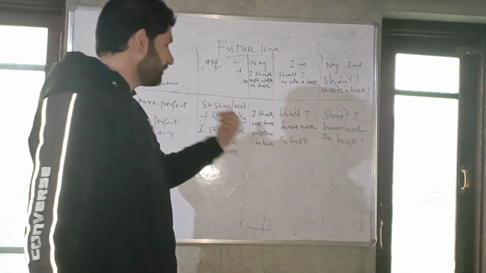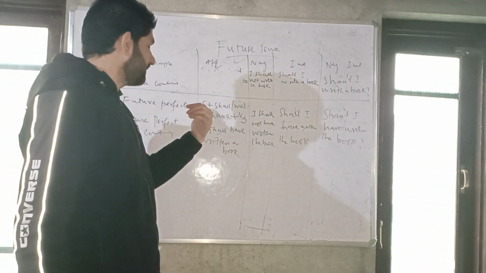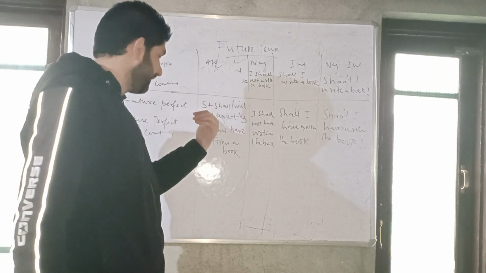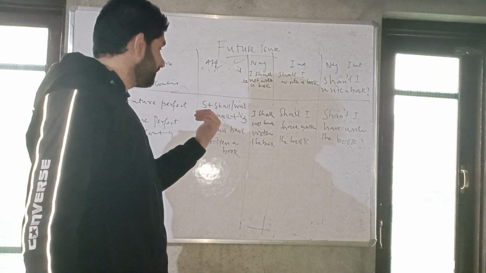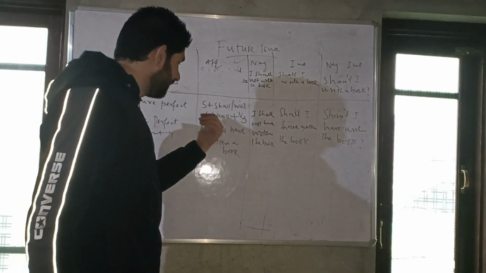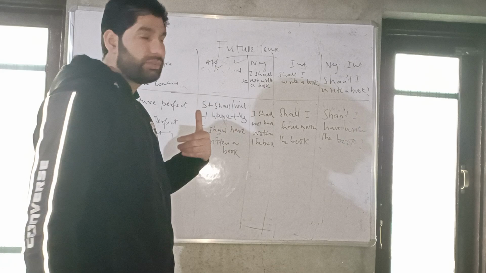In all perfects, we use third form of the verb. So it is like this: subject plus shall or will plus have. Just like we added be in the continuous, future continuous. Apart from be, we are using have plus third form of the verb.